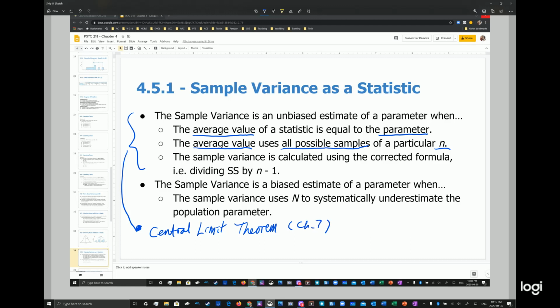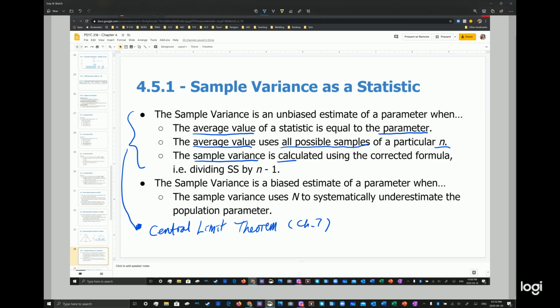Okay. And then the sample variance is calculated using the correct formula, which is what we already talked about, that we divide the sum of squares by n minus 1, which is degrees of freedom. On the other hand, the sample variance is going to be biased as an estimate when we use n, that is capital N, the population size. That doesn't make sense, because if we use the sample sum of squares and we're dealing with sample data, why would you use the population size in the first place?